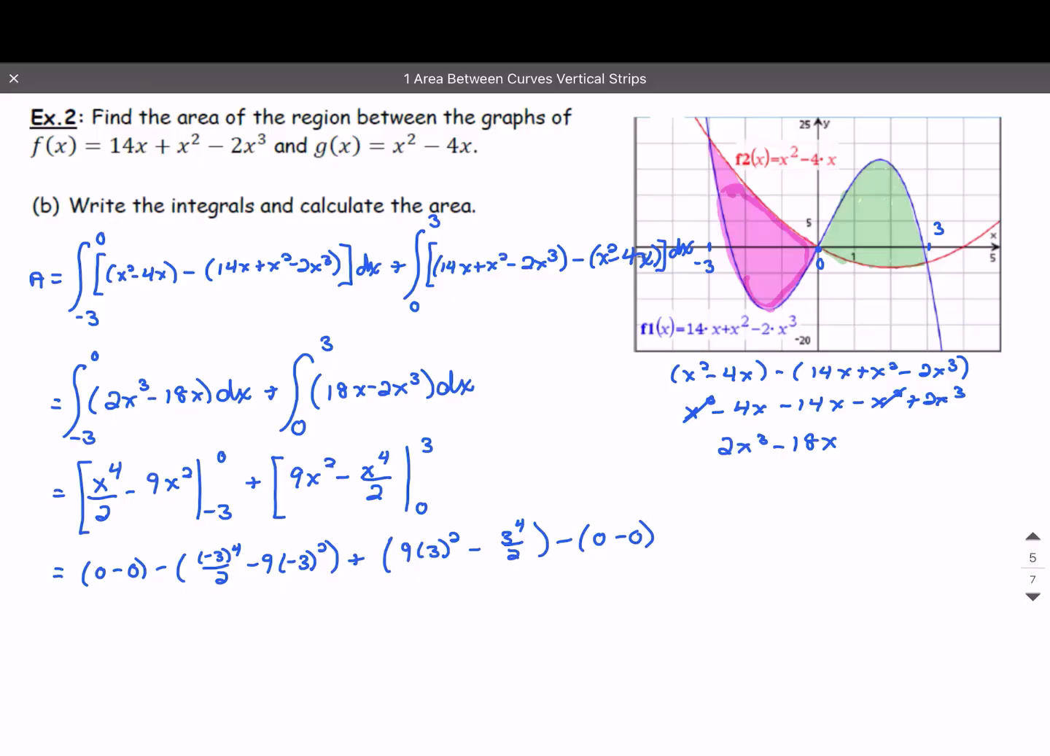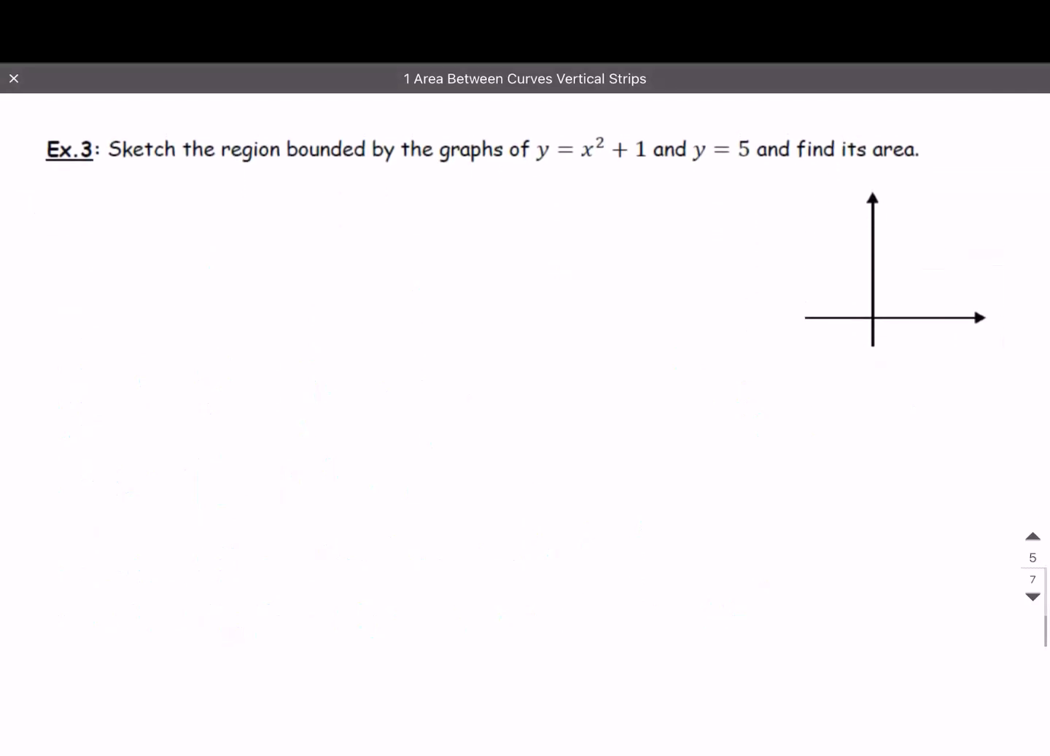Okay, so what do we have here? The negation of -3 to the 4th is 81 over 2, minus 9 times 9 is 81, plus, and over here, we're going to have 81 minus 81 over 2. Okay, so -81 over 2 minus an 81 over 2 would be a -81 over 2, but we have a negative in front, so that's 81 over 2, plus 81 minus half of 81 is another half of 81. Add those up, we get 162 over 2, or just 81. And there we go. Okay, let's try another one.